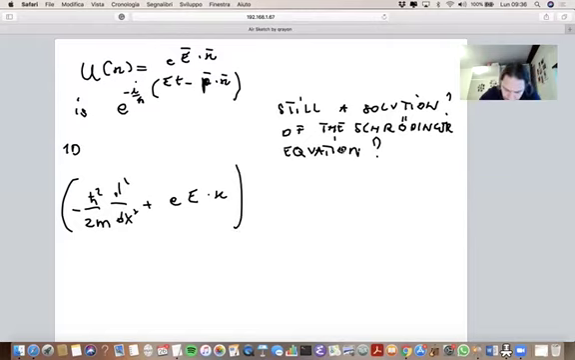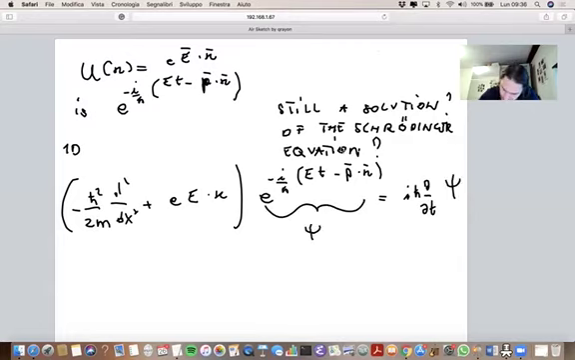And now let's apply this to e to the i over h bar, negative E t minus p dot x. And then we'll compare the action of this operator with the action of i h bar times the first derivative with respect to time of this function. And we'll ask, is this equation satisfied? If this equation is satisfied, then this will be a solution. If this equation is not satisfied, then psi will not be a solution of the Schrodinger equation.